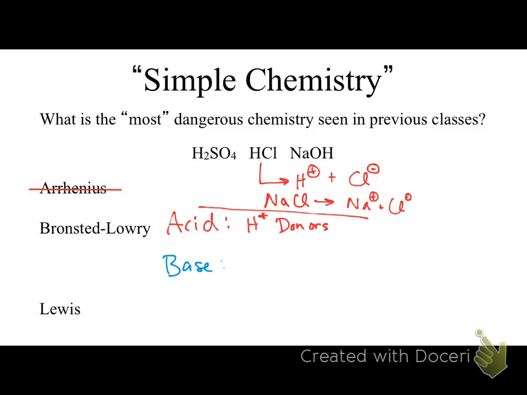This gets simplified. We can try and make that even easier. How many electrons does a hydrogen atom have? One electron. How do I get H plus? I get rid of the electron. What's left? A proton, and just a proton. There are no neutrons in hydrogen, so all we're left with is a proton. So what are we going to start referring to when we look at our acids? We're looking at it as a proton donor.